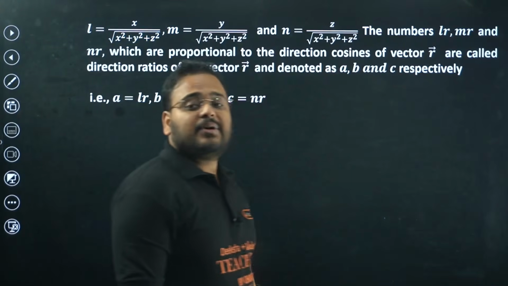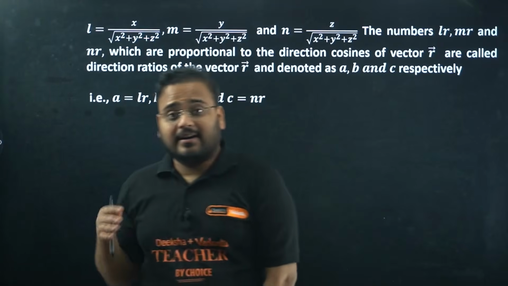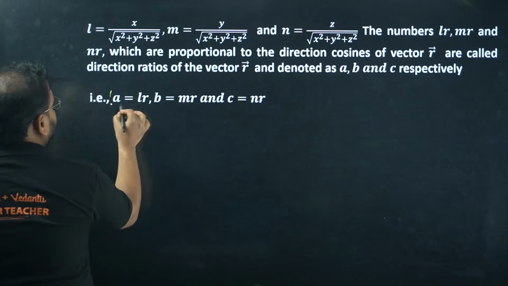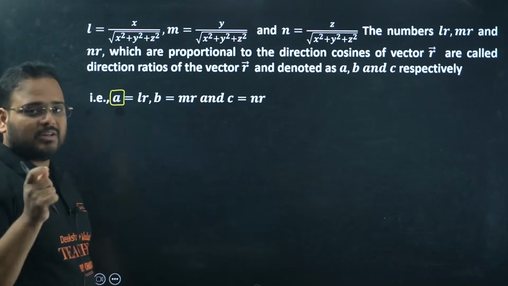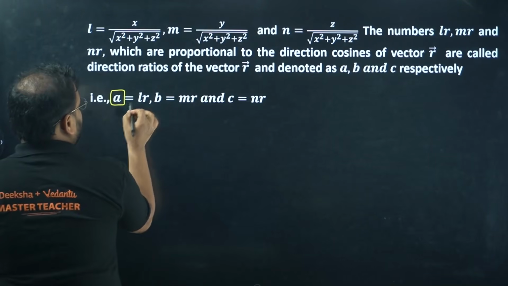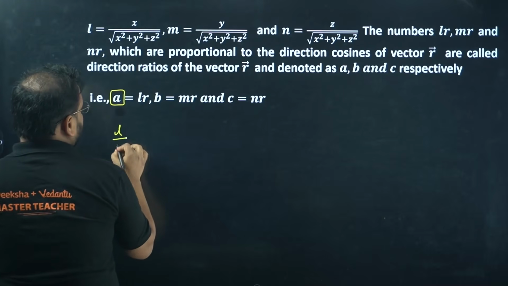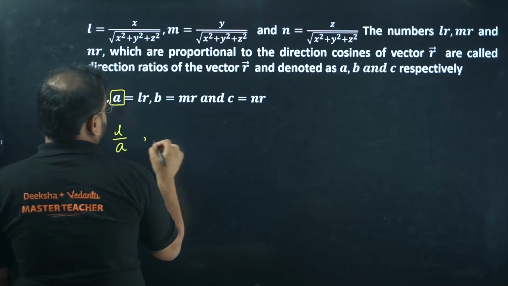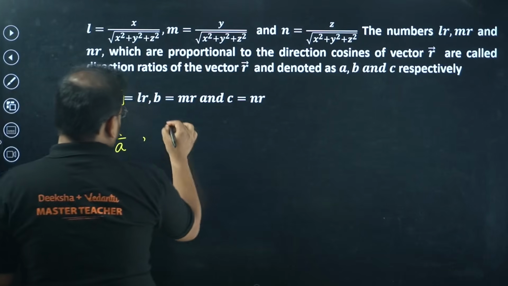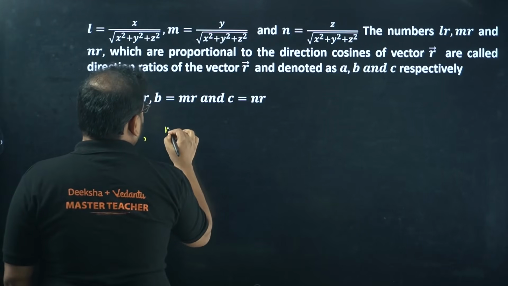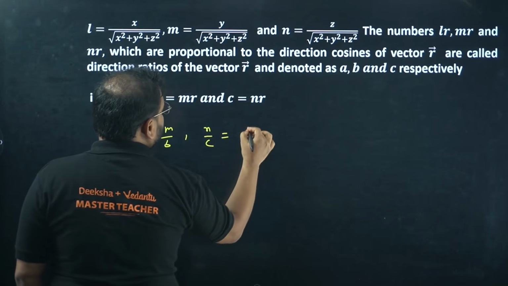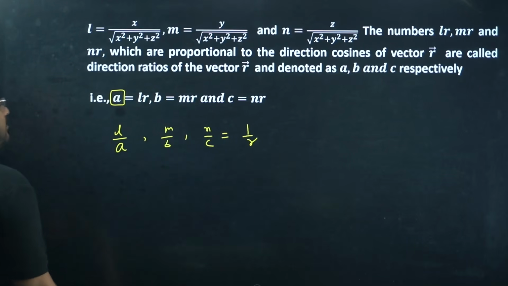Now, as I mentioned, we'll learn about DRs later. Let's do that right now. So DR is basically this value. You have to introduce a constant value. If you take l by a, m by b, or n by c, this will always be a constant.